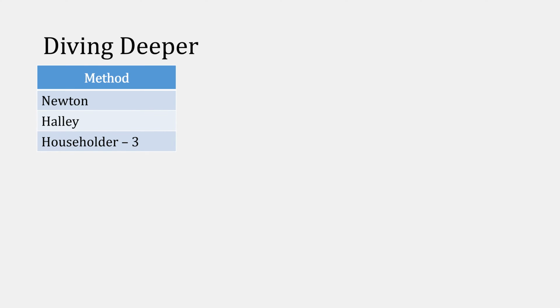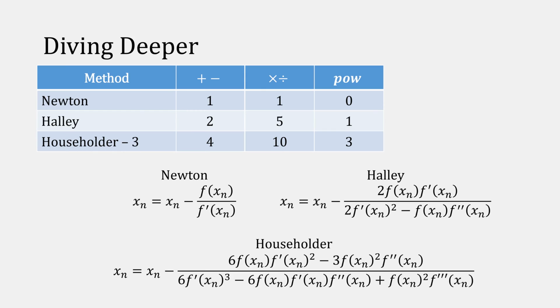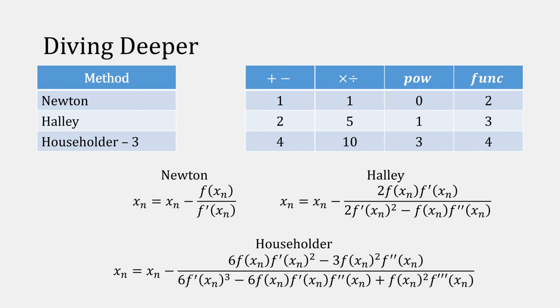If we look at Newton, Halley, and Householder more generally, these are the number of additions and subtractions each iteration needs, as well as the number of multiplications and divisions, raising to powers, and function calls. This doesn't quite tell us the whole story, though. Let's multiply these against the typical number of iterations from our previous example.